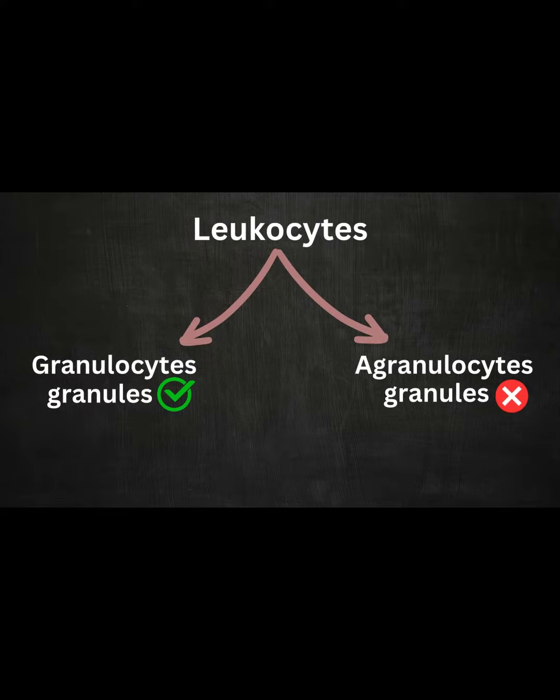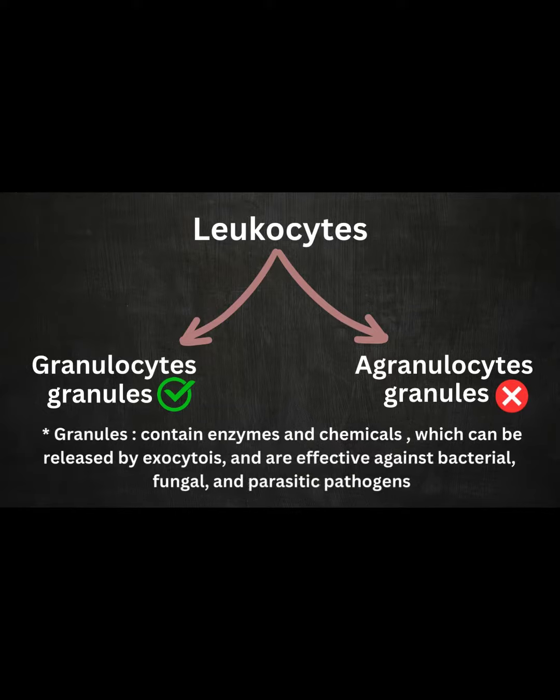Leukocytes are divided into two groups of cells, granulocytes and agranulocytes. These names refer to the presence and absence of granules in the cytoplasm. These granules contain enzymes and chemicals, which can be released by exocytosis, and are particularly effective against bacterial, fungal, and parasitic pathogens.